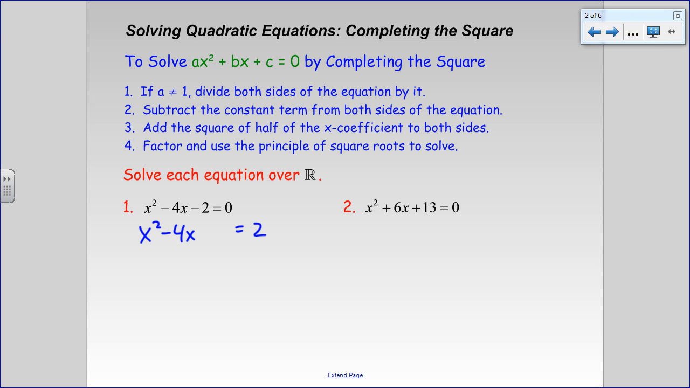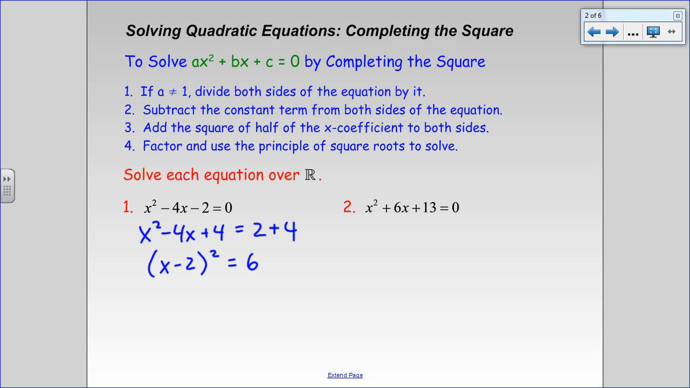Now on the left-hand side we have a binomial. We'll complete the square of that binomial. Take half of the coefficient, negative 4, which is negative 2. Then we square it, so we have 4, and we will add that on both sides of the equation. Now we can factor the left-hand side, since it's a perfect square trinomial. It's the square of the binomial x minus 2. And on the right-hand side, we have 6.